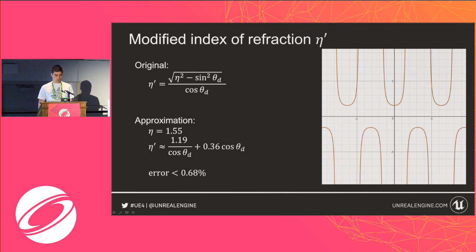We also need to calculate the modified index of refraction. The original equation for calculating it is that, and we start with the original index of refraction of 1.55 for human hair. Plugging that in and approximating, we get this function below, which is cheaper to calculate and has a really low error. There are more details in the slide notes, released later, of how we came up with some of these approximations.